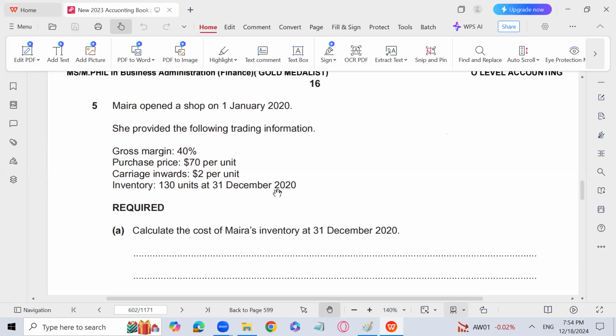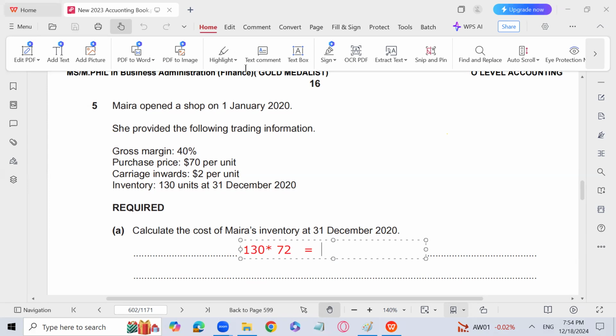Inventory 130 units at 31st December. It is given in units. Calculate the cost of Myra's inventory at 31st December. So let's calculate the cost of closing inventory first. That is going to be 130 multiplied by 72, not 70. Why, sir? Because 130 is the closing units, ending inventory.